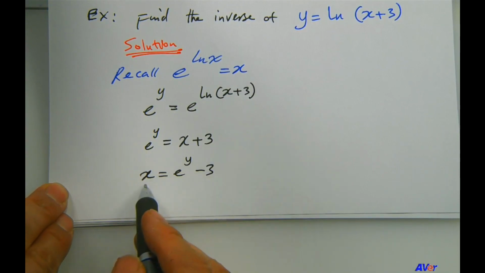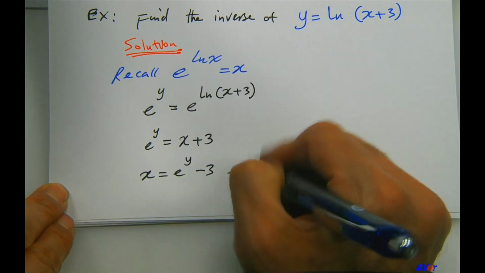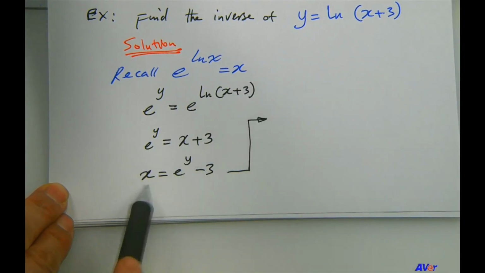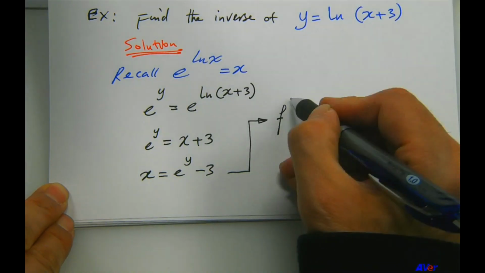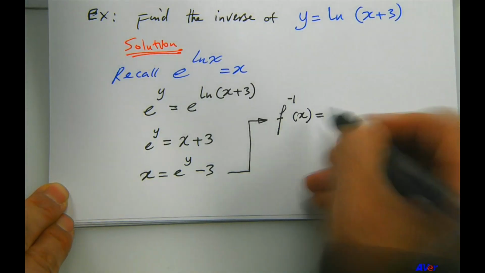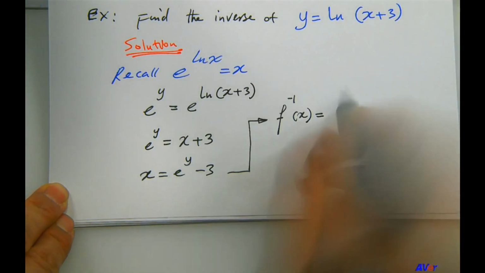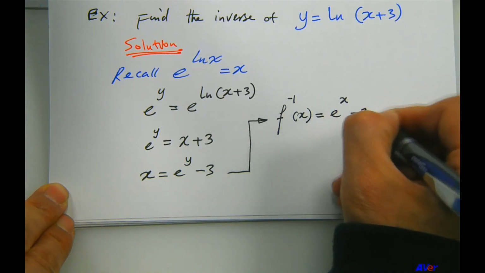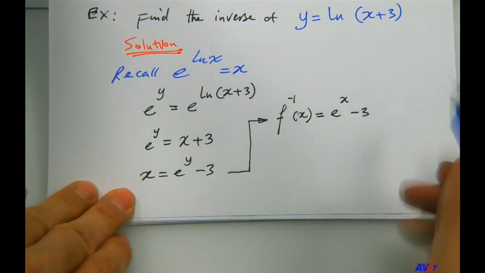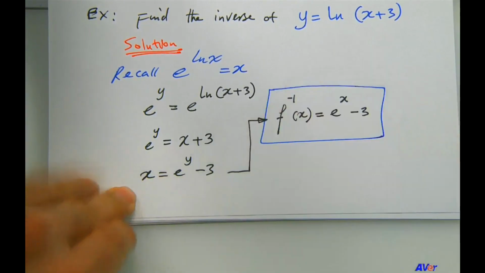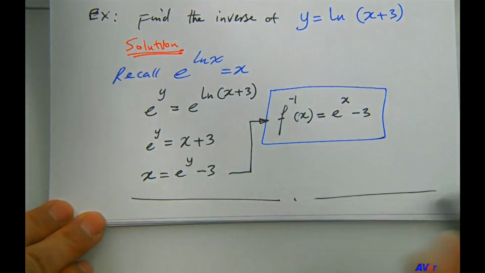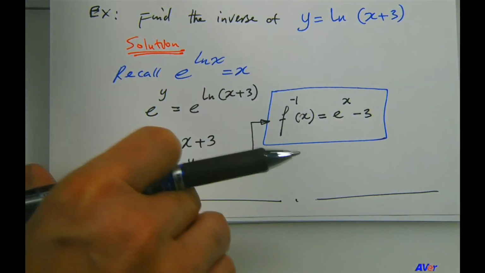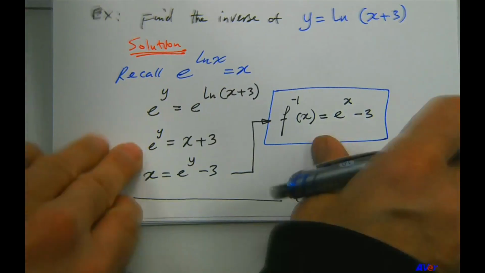So we've solved for x now, but the last step is, what do we have to do? Do you remember? We need to change this to f inverse. So f inverse of x equals, and replace y with x, e to the x minus 3. And this is what the final inverse function looks like. Okay, so let's do more examples of a different kind.